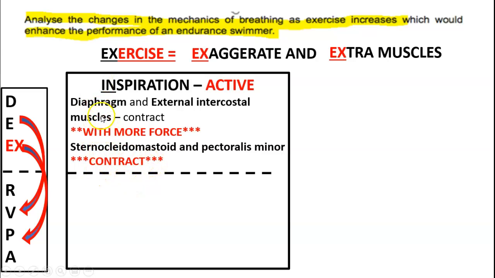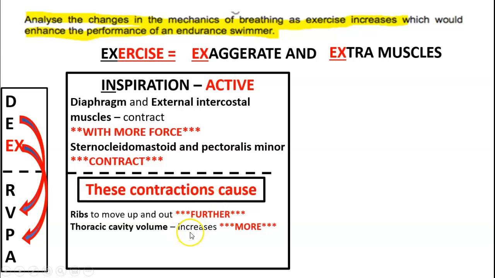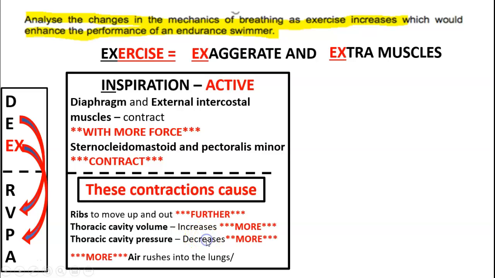Now, once I've got these 2 causes, I then have to talk about how these 2 affect everything else in the mechanics of breathing. And I think it's really important when it says analyze the changes that you show that. You say these contractions cause, okay, ribs to move up and out further, thoracic cavity volume to increase more, and thoracic cavity pressure to decrease more, which means there is more air rushing into the lungs. Okay, so you can see how I think it's really important that you have this kind of as related. Okay, this and this causes this.